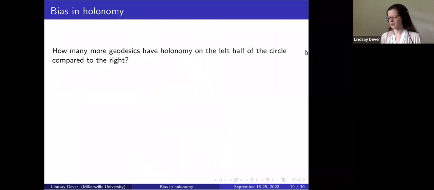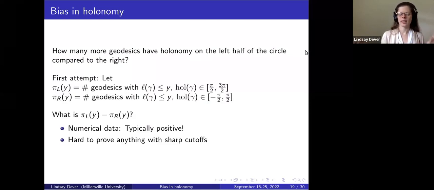Okay, so now that we have equidistribution, I want us to think a little bit about the question of bias. My first attempt at asking about bias was to think about whether there are more geodesics with holonomy on the left half of the circle than the right half. The idea was to count geodesics with holonomy between pi over 2 and 3 pi over 2, that's our left side, versus geodesics with holonomy between negative pi over 2 and pi over 2, which is our right side.